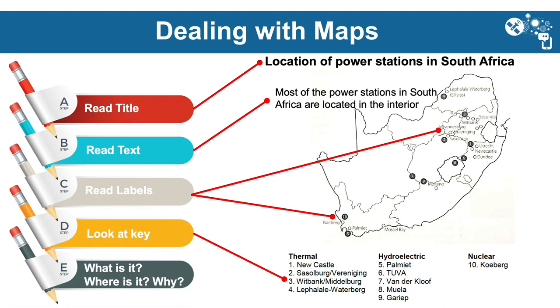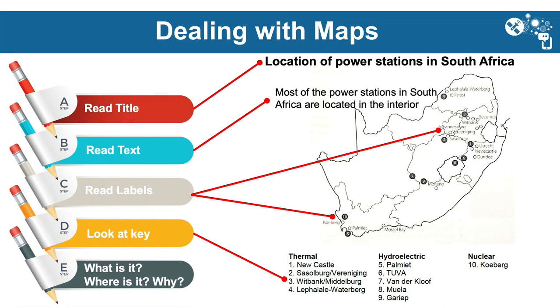So power stations 1 through to 4, Newcastle, Sasolburg, Witbank, Lephalale, etc. Those are thermal power stations. That's where they're burning coal to generate electricity. Then from 5 to 9, those are the hydroelectric power stations. They are situated along rivers, where there are dams built on rivers.